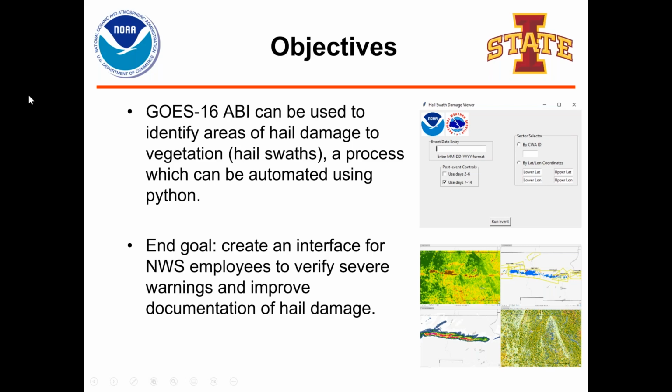So first off, GOES-16 ABI can be used to identify areas of hail damage to vegetation, and that's research that has been done previously by my mentors, Phil and Kevin, and we discovered this summer that it can be automated using Python. And so our end goal here is to be able to create an interface for NWS employees so that they can verify severe thunderstorm warnings and then also improve documentation of hail damage using this program that we've designed.